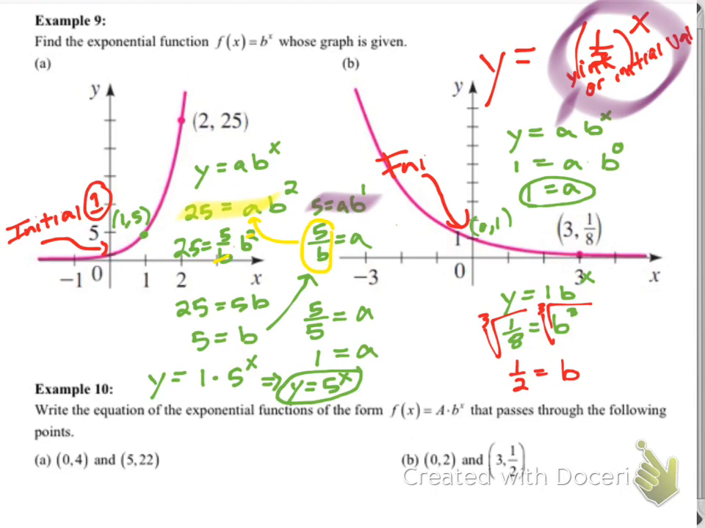Okay. That initial value, just keep that in mind. The a is an initial value or a y-intercept. They're both reasonable ways to describe a. Let's keep it going.